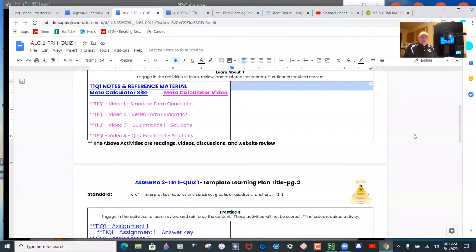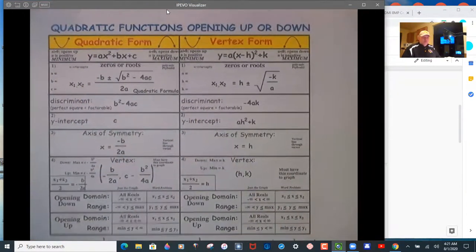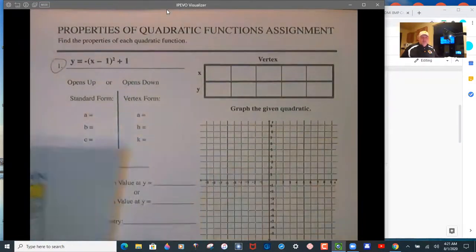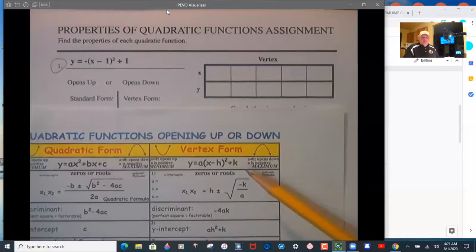Hello, this is the video for the second assignment in the first quiz for the first trimester. An assignment dealing with quadratics in vertex form. So again, you need to have this page of notes handy and the second assignment on this, which looks very much like the first assignment. The difference is now your quadratics are written in what's called vertex form.